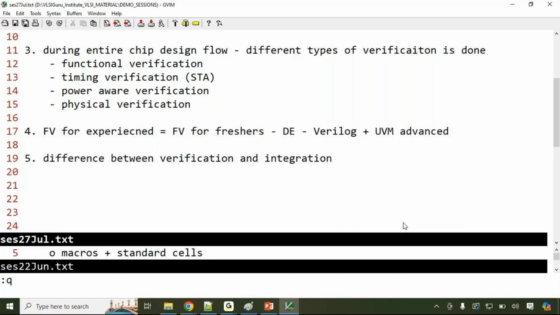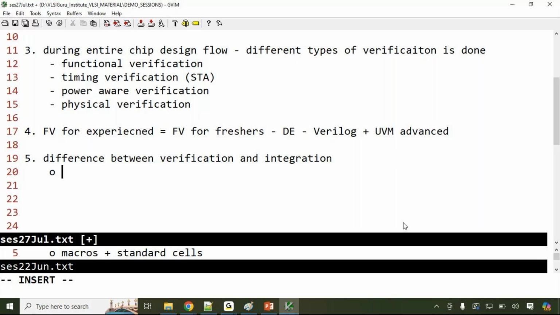But that batch is for freshers, right? Just from SystemVerilog it's going to start, right? Yes, exactly. Will it cover UVM advanced? It will cover UVM advanced. For you, UVM advanced is done as a separate track. Okay, understood. Thank you.